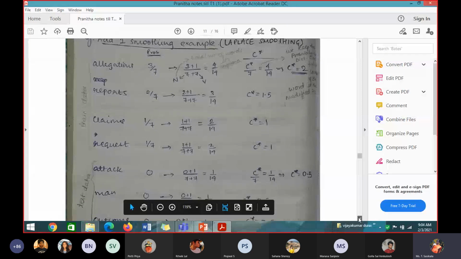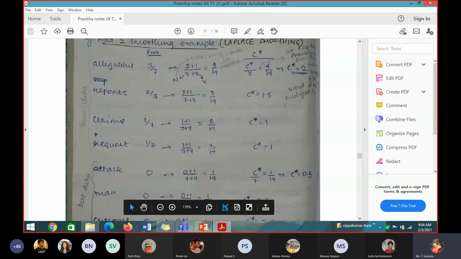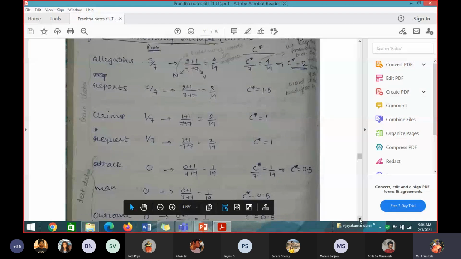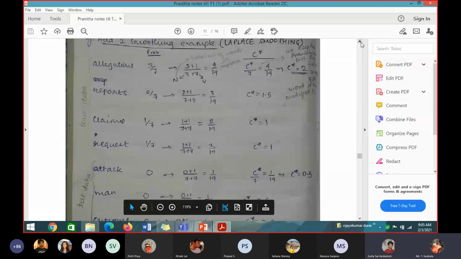In the first column I wrote all the words, training data and test data. When I add the first 4 probabilities, I should get 3 by 7 plus 2 by 7 plus 1 by 7 plus 1 by 7, a probability of 1 for the training data. The test data is not occurring, so it is 0. Now we'll apply the formula. Can you tell me the formula?